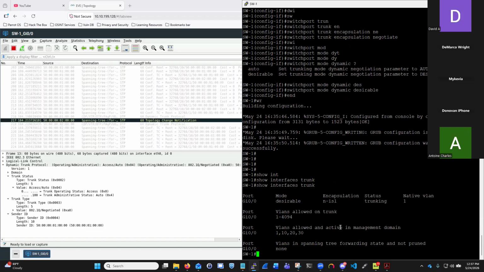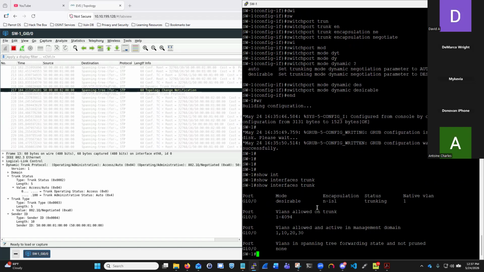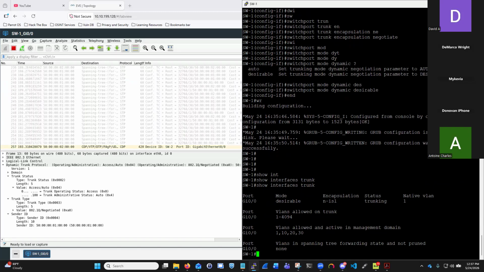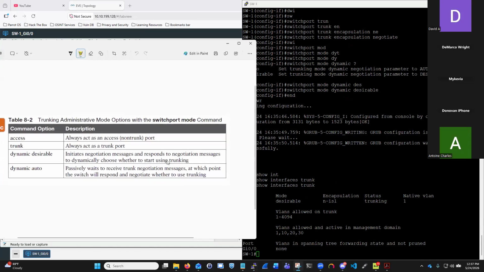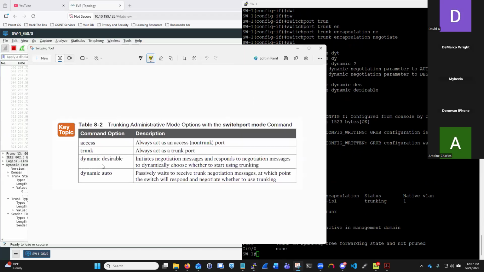Our trunk came up, didn't it? Right? So for the exam, you are going to have to know how to dynamically configure a trunk to configure itself. Again, if we pull up this screenshot, dynamic auto, you will need to know this for the exam. It is a key topic.